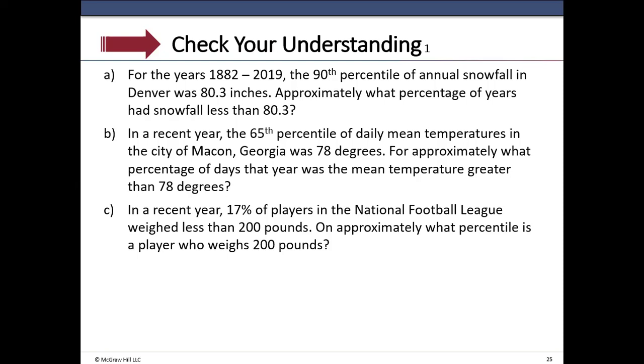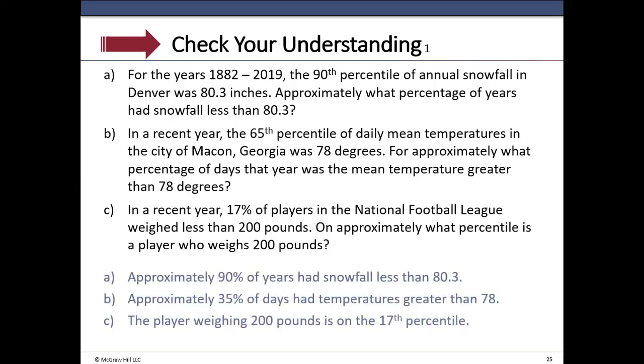Okay. And in a recent year, 17% of the players in the National Football League weighed less than 200 pounds. On approximately what percentile is a player who weighs 200 pounds? That player is at the 17th percentile, because 17% is below 200.